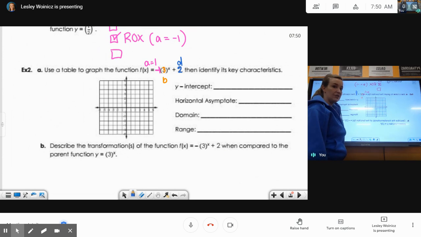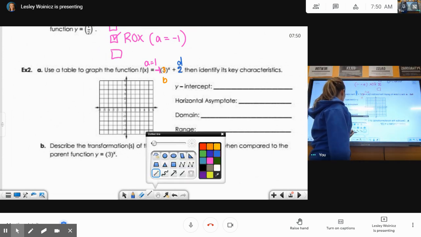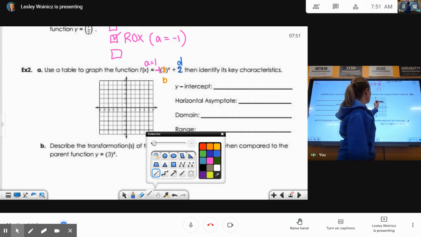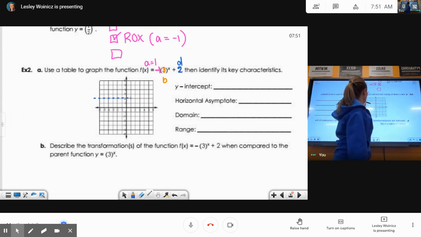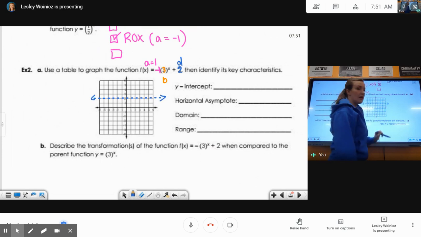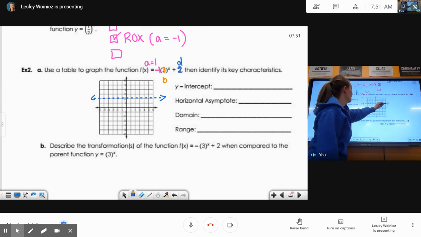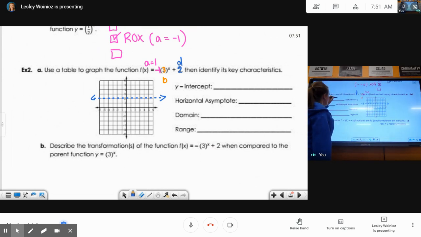That means I'm going to have a shift up 2 units. So my horizontal asymptote is shifting up 2 units. Right there. So that's not y equals 0 anymore. That is the line y equals 2. That is the collection of all the points whose y value is 2. Or y equals 2.